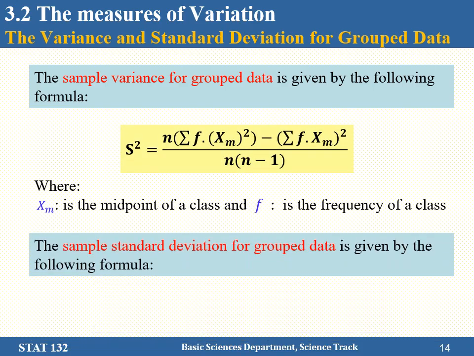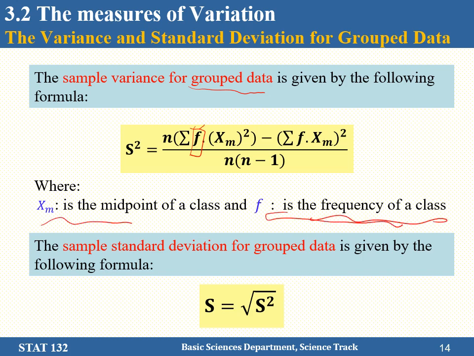Now, we have a sample variance formula for the group data. In the group data, we have the frequencies here. This is for the frequencies. And we have the classes, and the xm are the midpoints of the classes.